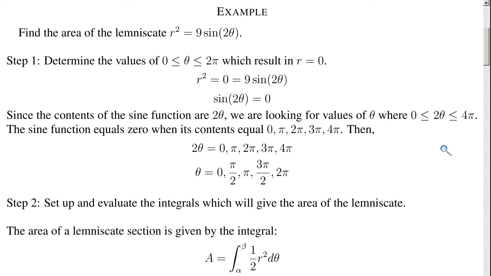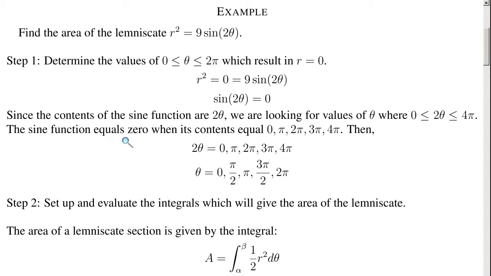Okay, so when r equals 0, r squared equals 0. And then, since r squared equals 9 sine 2 theta, 0 equals 9 sine 2 theta. So sine 2 theta equals 0. Since the contents of the sine function are 2 theta, we are looking for values of theta where 2 times theta is between 0 and 4 pi. All I did is I took these boundaries and doubled everything. So 2 theta is between 0 and 4 pi.